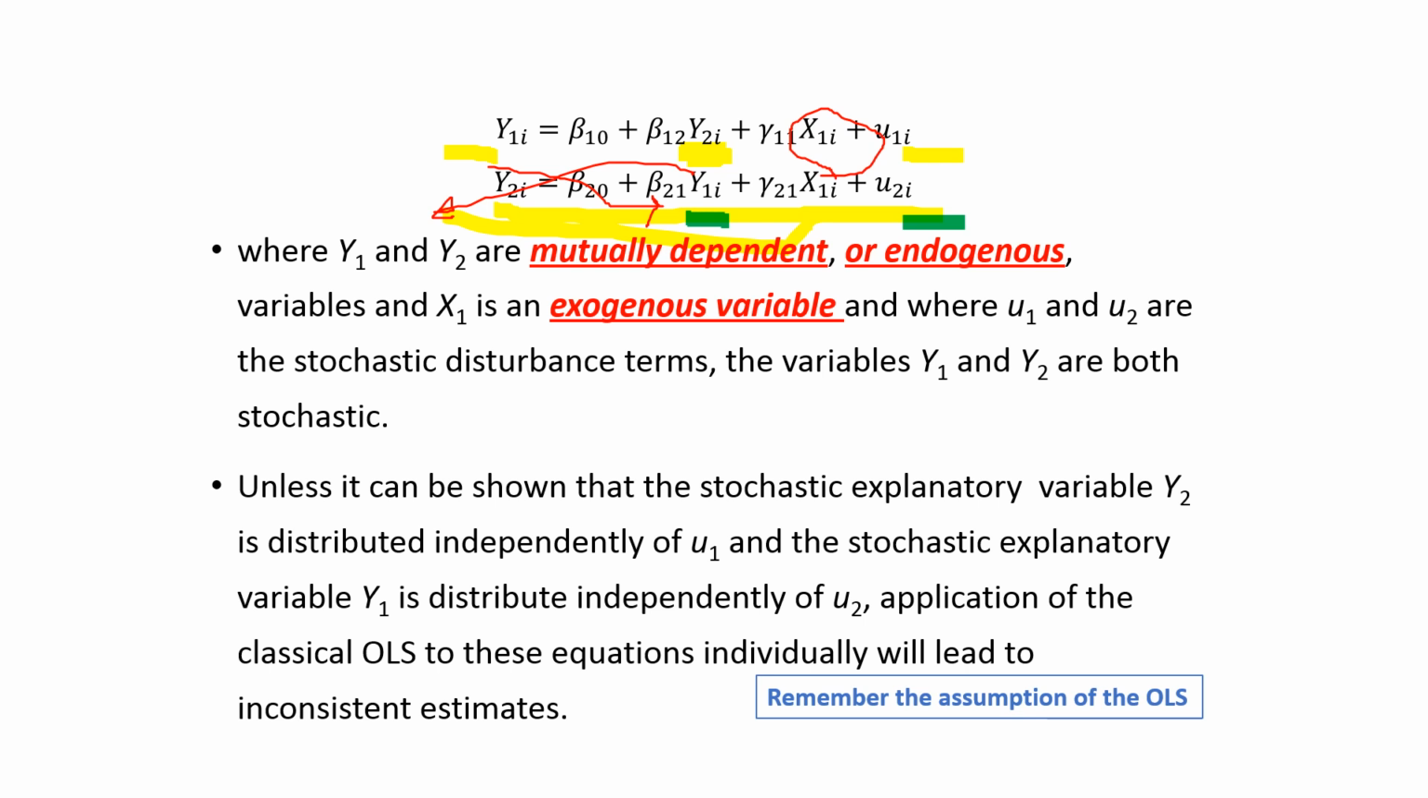Again, remember the assumptions of OLS, which say that the explanatory variable and the error term are not correlated. So in order to apply the OLS, u1 and y2 in the first equation should be independent, and u2 and y1 in the second equation again should be independent. If this assumption is satisfied, you can apply the OLS, while if this assumption is not satisfied, you cannot. Now let us check this assumption concerning simultaneous equation model.